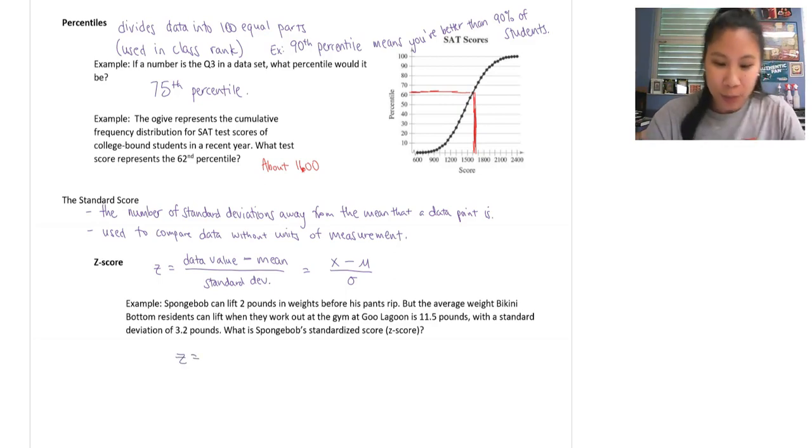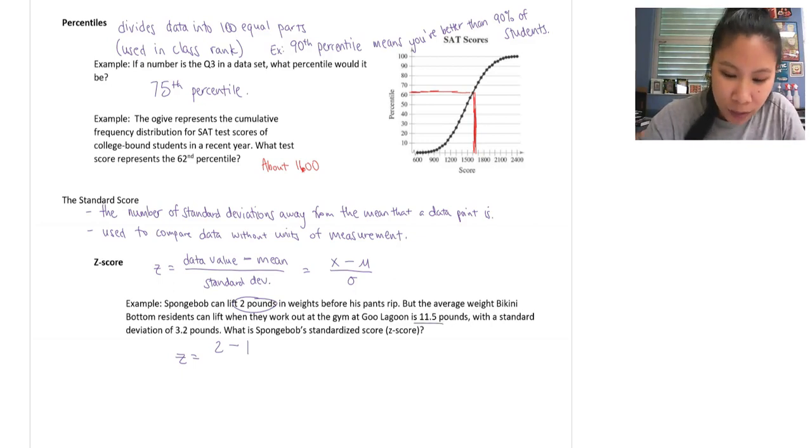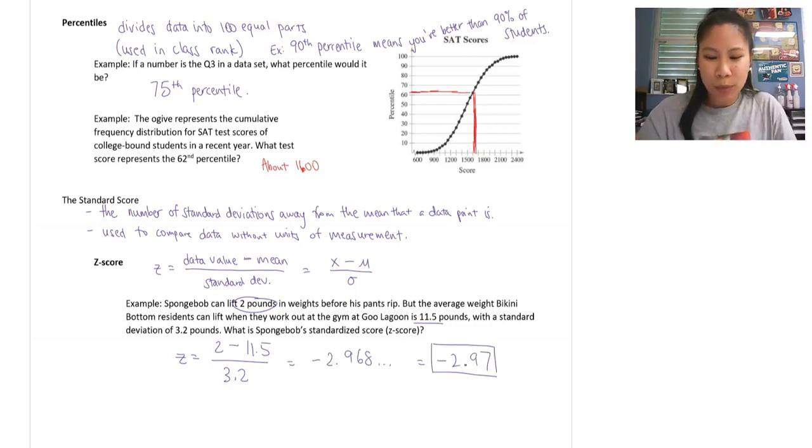So SpongeBob's score was 2 pounds. That's going to be our x value because we're asking about his specific z-score. And then the mean they told us was on average 11.5 pounds. And then we're going to divide by the standard deviation of 3.2. When we do that, we end up with negative 2.968 something, but with our z-scores, we're always going to round to 2 decimal places. I'll show you why later, but our 3rd decimal place was higher than 5, so this is going to be rounded to negative 2.97.